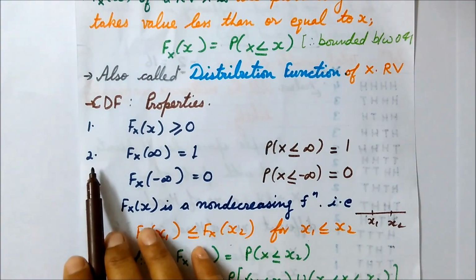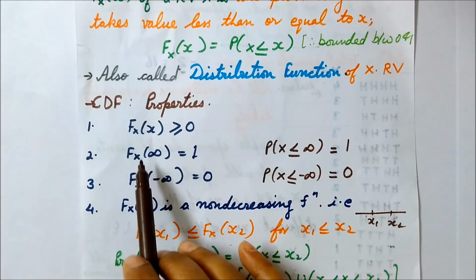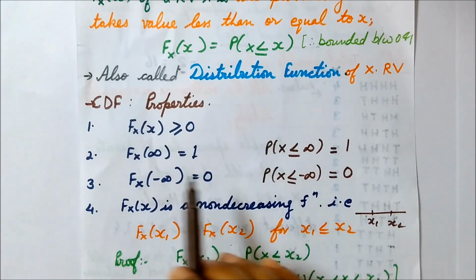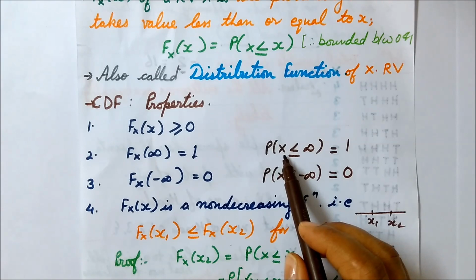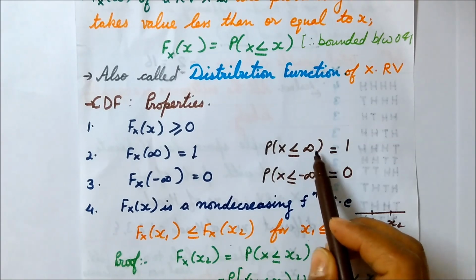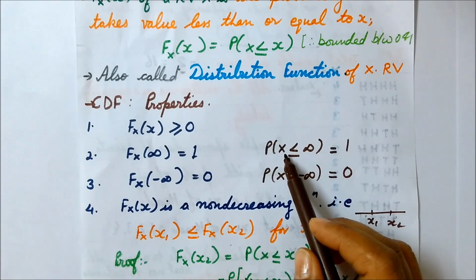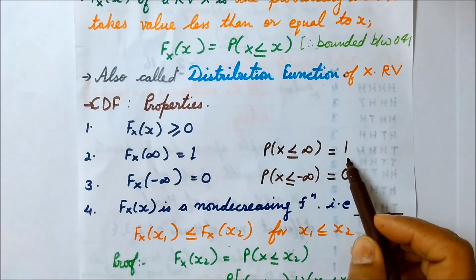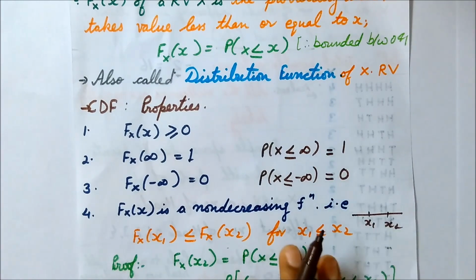The second property says that the CDF, Fx of infinity, is equal to 1. This means that the probability that the random variable has a value less than or equal to infinity, since the maximum real number value can be infinite, is 1. So the probability that the random variable has a value less than or equal to this is 1. This is a certain case in which the probability is 1.